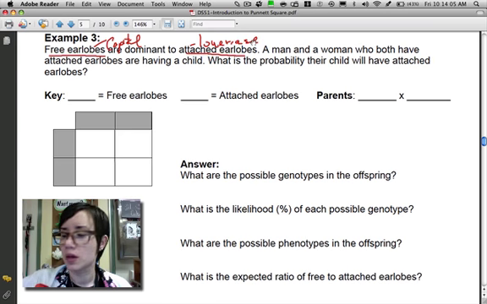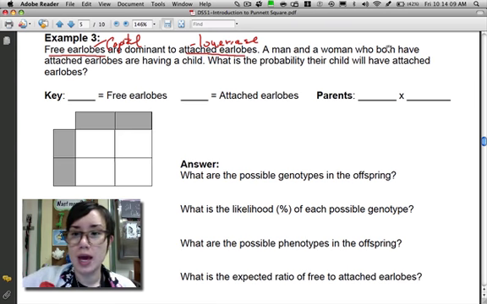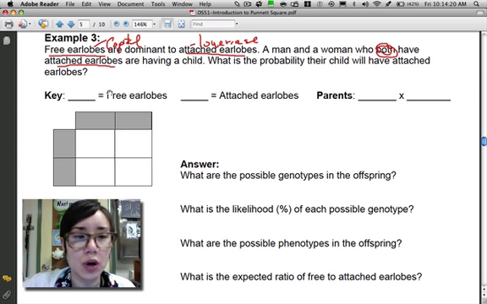Then it says a man and a woman who both have attached earlobes. So again, whenever you see both, it means my parents are exactly the same, have attached earlobes. So we need to figure out, if they both have attached earlobes, what do they look like? So let's go back and figure out what our key is.